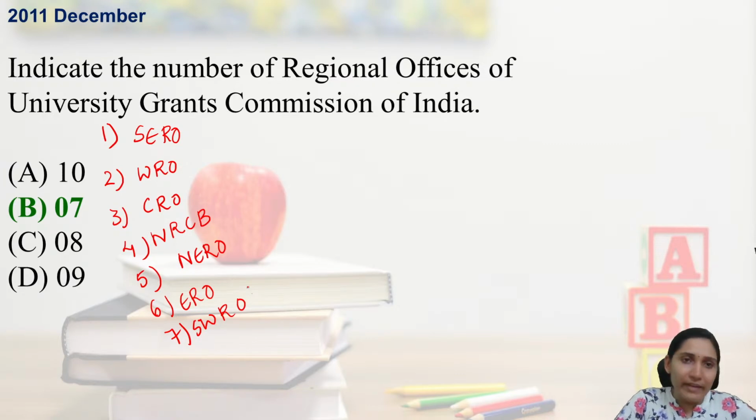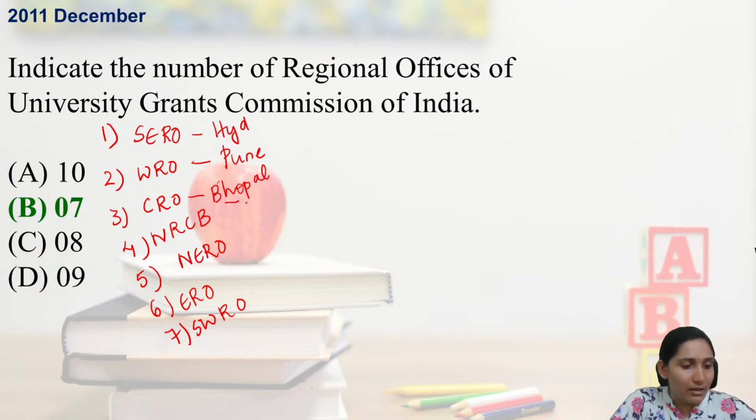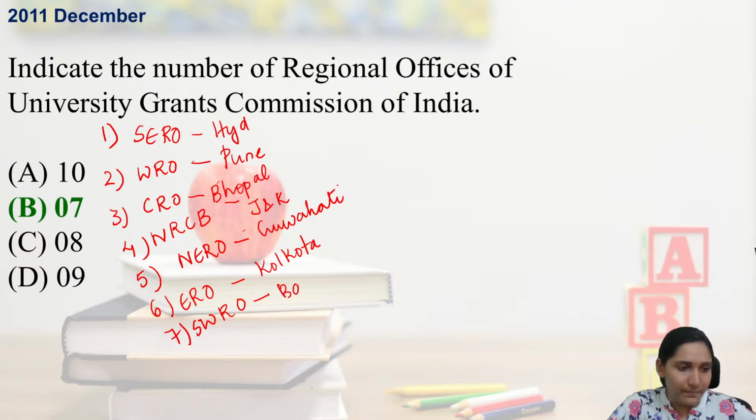Okay, so I'll just tell you also where these offices are located. So basically the first one, SERO, the Southern Eastern Regional Office, is located in Hyderabad. WRO, the Western Regional Office, is located in Pune. CRO, the Central Regional Office, is located in Bhopal in Madhya Pradesh. NRCB, the Northern Regional College Bureau, is located in Jammu and Kashmir. NERO, the Northeastern Regional Office, is located in Guwahati. Then ERO, Eastern Regional Office, is located in Kolkata. Then the 7th is in Bangalore. Okay. So these are the various regional offices of UGC.